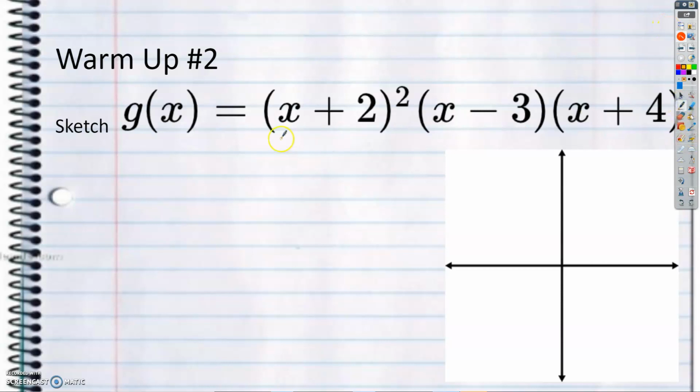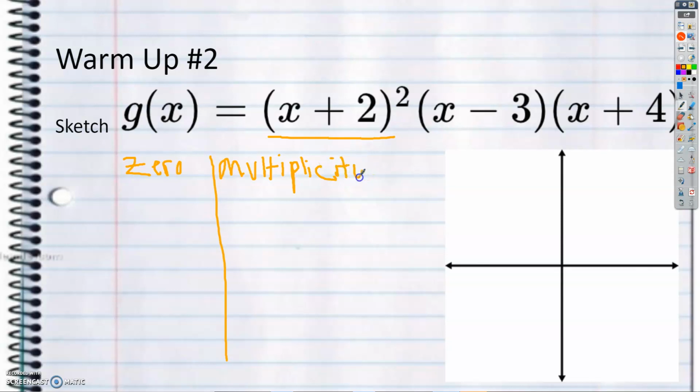Warm-up number 2. So first, in order to graph it, we have to find our x-intercepts. So here's my first factor. I'm going to put zeros here, and then on the other side, I'm going to put my multiplicity. And so my multiplicity, remember, is going to tell me what the graph is doing at that particular zero.